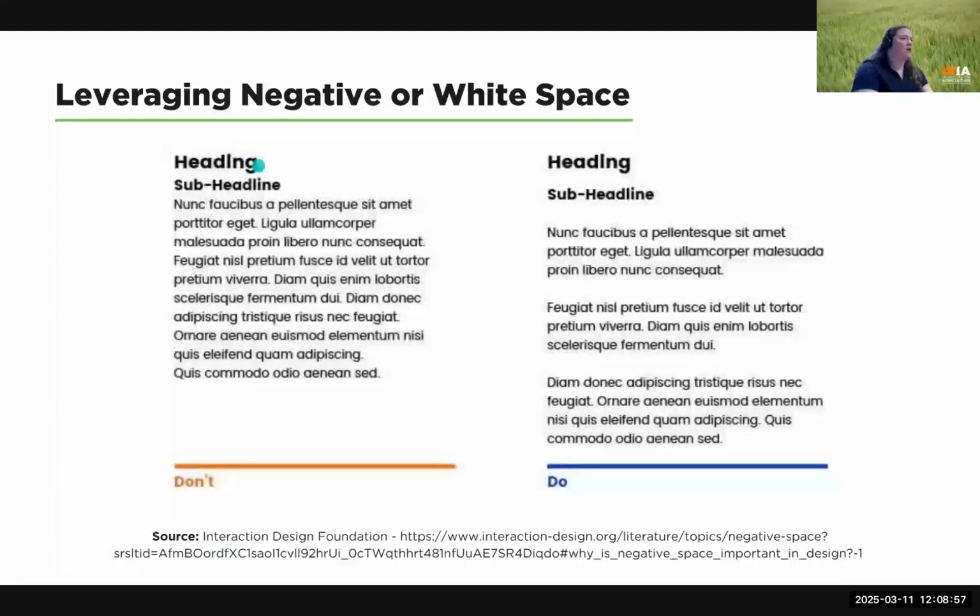This makes it kind of hard to tell where these paragraphs start and stop versus here on the right hand side of the screen, there's a really clear starting point and ending point for each paragraph and for the subheading and the heading here versus it's hard to tell on the left-hand side of the screen. So just kind of keep those space concepts in mind.